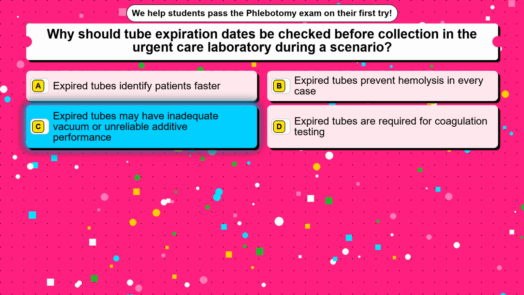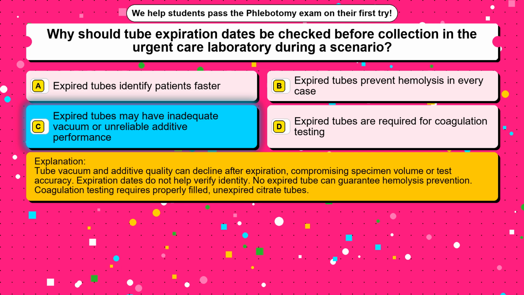Expired tubes may have inadequate vacuum or unreliable additive performance. Tube vacuum and additive quality can decline after expiration, compromising specimen volume or test accuracy. Expiration dates do not help verify identity. No expired tube can guarantee hemolysis prevention. Coagulation testing requires properly filled, unexpired citrate tubes.